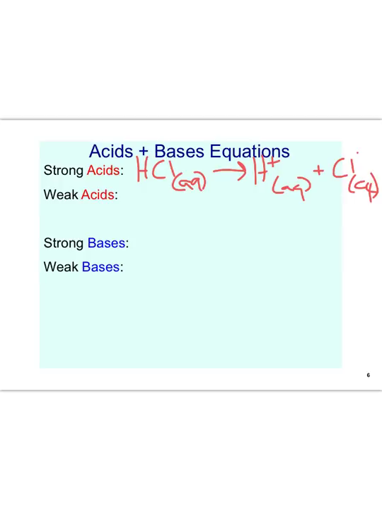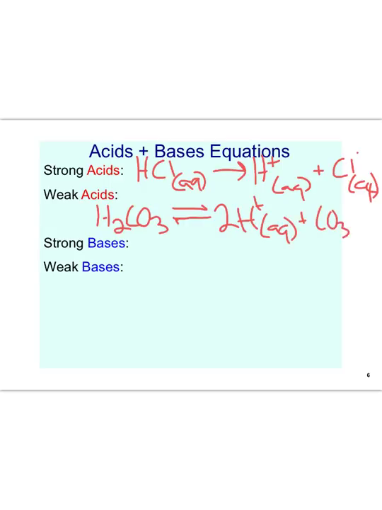Weak acid, you're going to write a little bit differently. A good example of a weak acid would be carbonic acid, which you would find in maybe your Coke or some pops. Carbonic acid is often produced, and that would be H2CO3. Now the big difference, how we indicate strong acid versus weak acid, is we're going to use this new type of arrow, which shows that the reaction goes both ways. So H2CO3 is going to break into 2H plus aqueous plus this CO3.